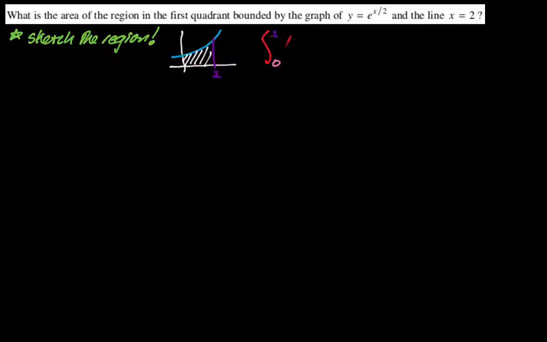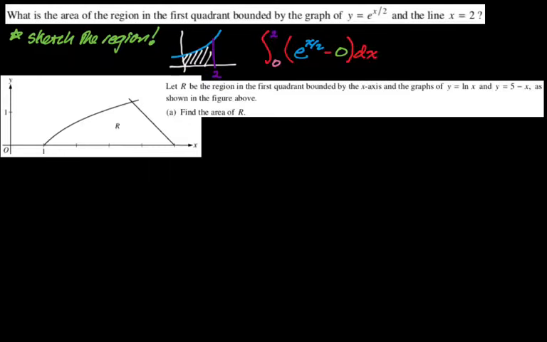All right, what do the problems look like? Enough of that talking. What is the area of the region in the first quadrant bounded by the graph of this thing and the line x equals 2? All right, so step 1, sketch the region. Doesn't need to look good, just needs to be somewhat accurate as far as left and right and top and bottom go. That's all it needs to be accurate. So in this case, I'm going to integrate from 0 to 2, and then the top curve is e to the x over 2, the bottom curve is 0, and then dx.